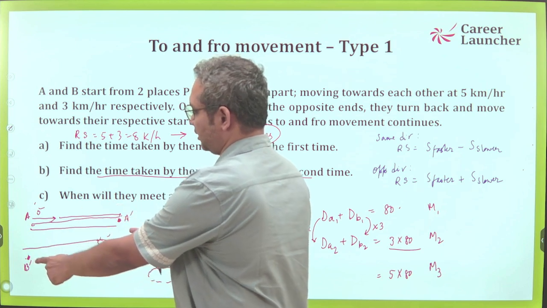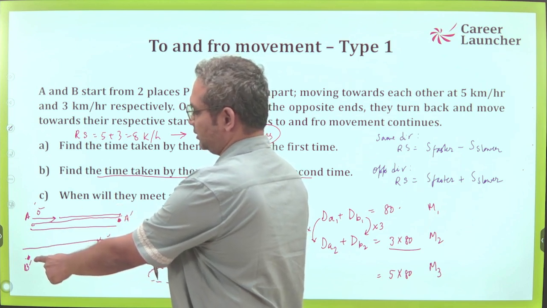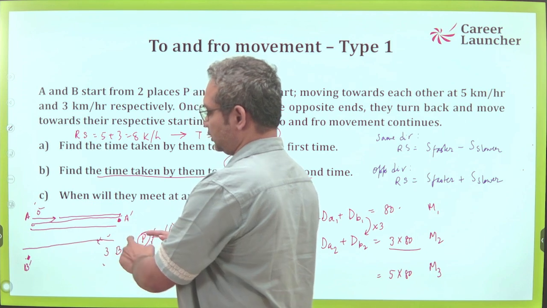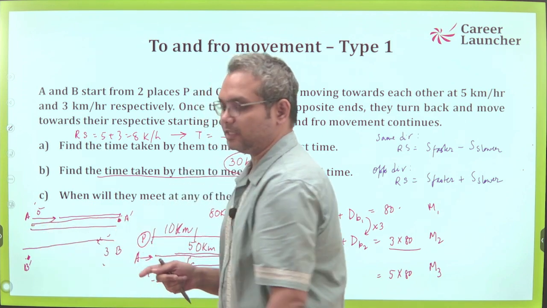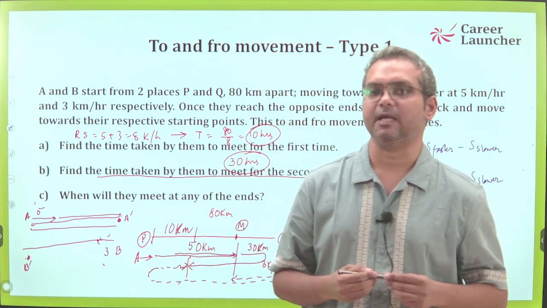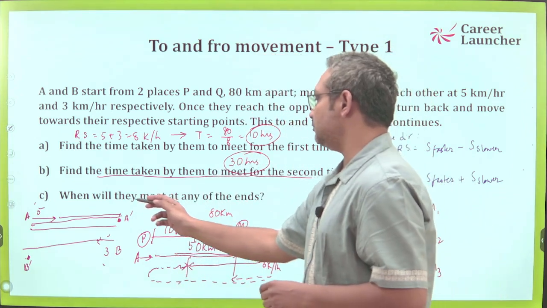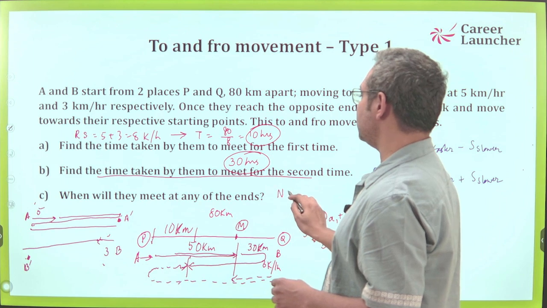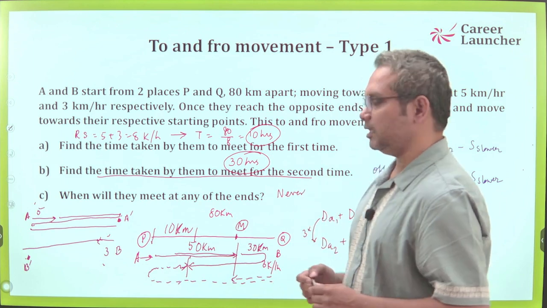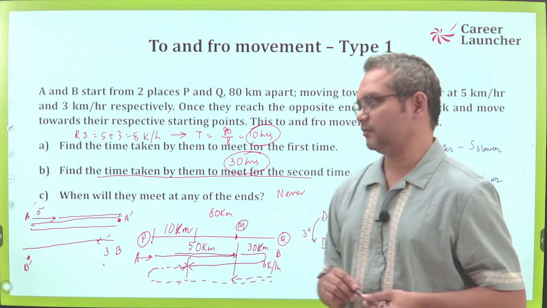So, the next time when they are at any of the ends, B would come back to this position, A would come back to that position. So, they will never be at the same position at the same time. So, if they ask when will they meet at any of the ends, the answer is never. They will never meet at the same end at any point of time.